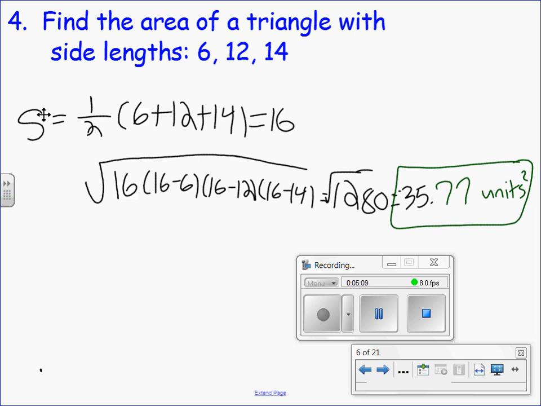So you can see my group finding the perimeter right here and then cutting it in half. That S value ends up being 16. Then you're ready for the area formula. It's the square root of S times S minus A times S minus B times S minus C. So we ended up square rooting 1280 and getting 35.77.